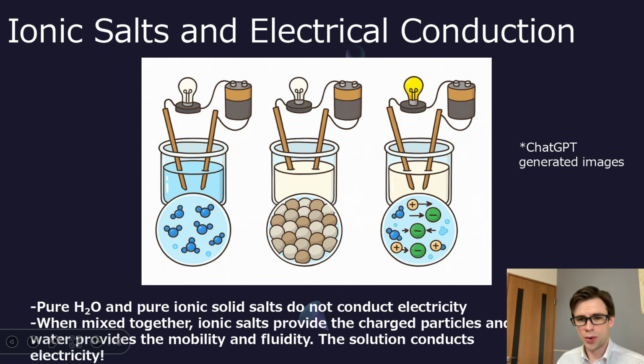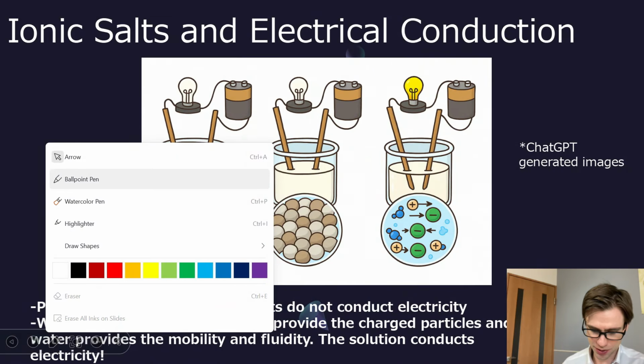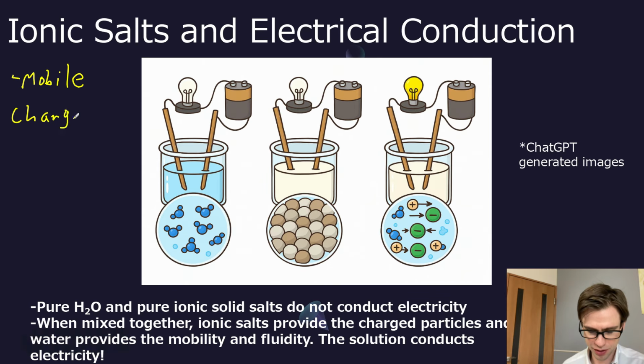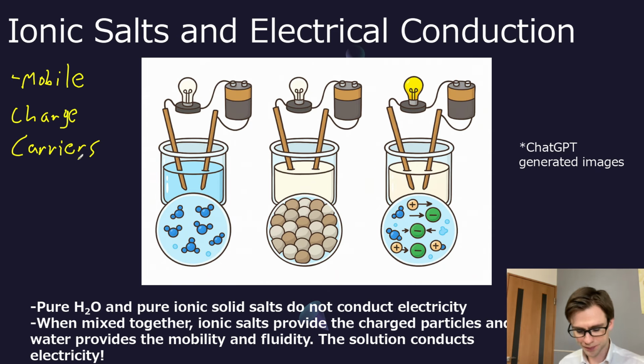So what is required for electrical conductivity? It is something called mobile charge carriers, I would say. Mobile meaning able to move or free movement. Charge meaning positive or negative charge. Carriers. So these can be protons, electrons, ions, whatever. So they need to have a charge and they need to be free to move.